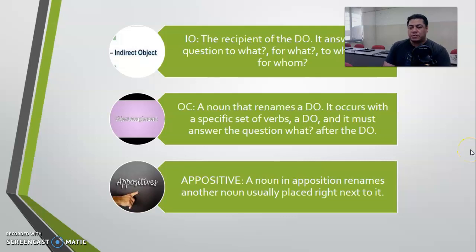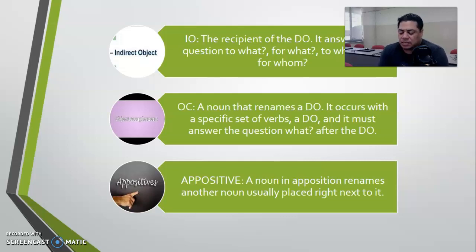So guys, to continue talking about the different roles that nouns can perform in the sentence, now we can observe three more possibilities for these roles. We can find that a noun can be an indirect object, it can be an object complement, it can be an appositive as well. We are familiar with the concept of an indirect object and an object complement from last lesson.